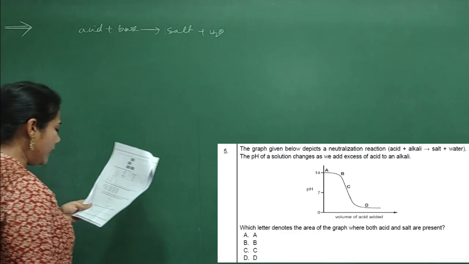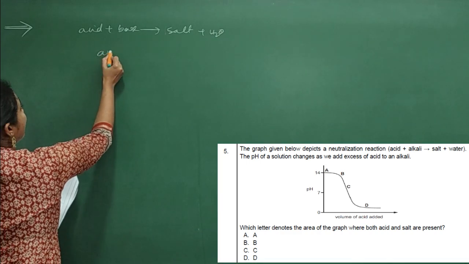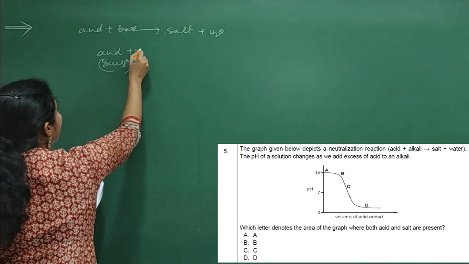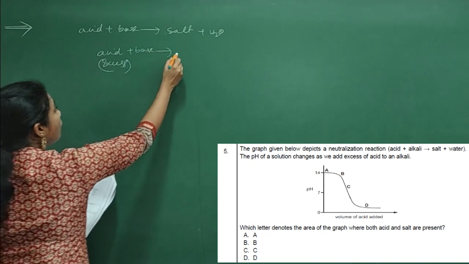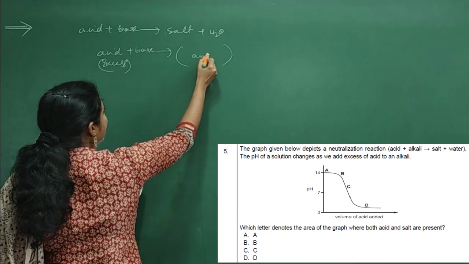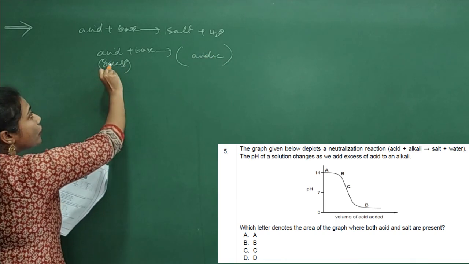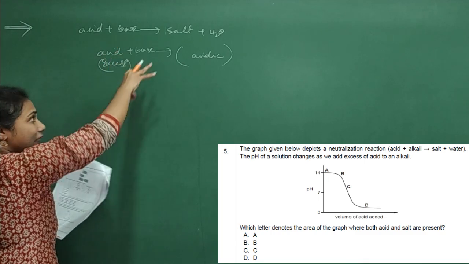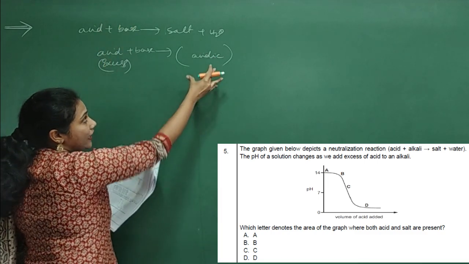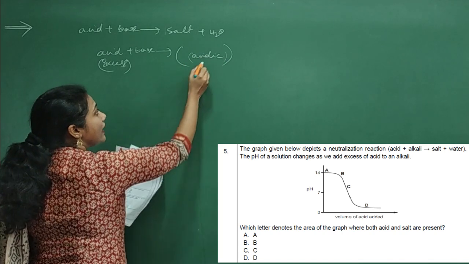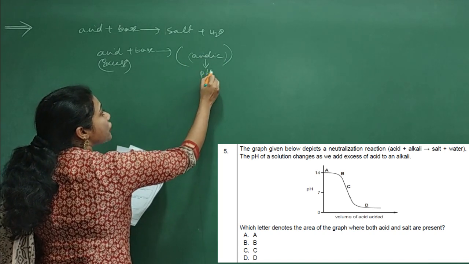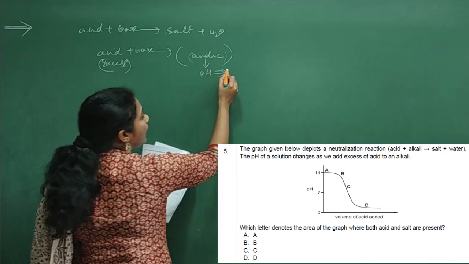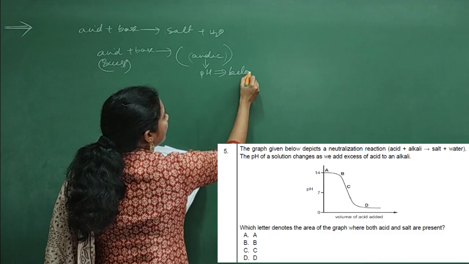Can you tell me what happens when the amount of acid is more? Excess means more acid. When you add it to a base, the solution turns acidic because more acid is there. So when more acid is added to a base, more acid would remain in the product, so the solution becomes acidic. Acidic means pH ranges below 7. So the pH value is below 7.